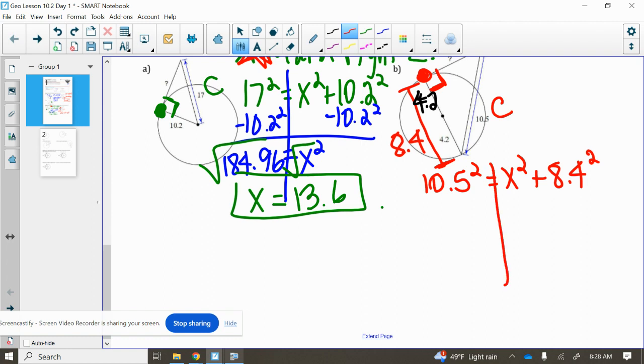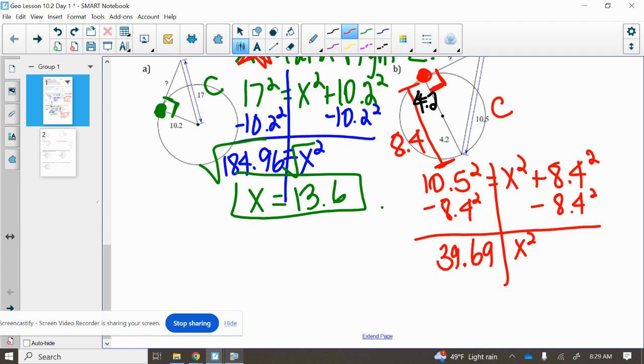And again, when we're solving for one of those legs, we're going to subtract the leg that we do have. And then we will end up needing to square root. This is 39.69. And as we square root, we end up getting x to equal this time about 6.3.